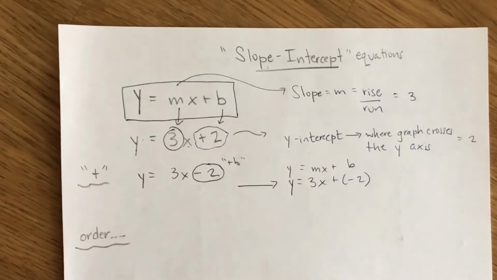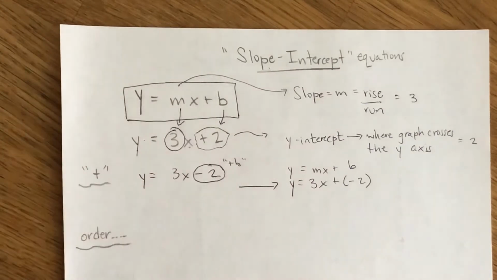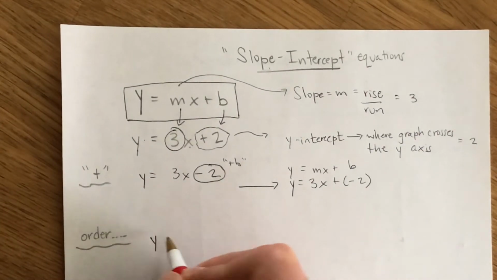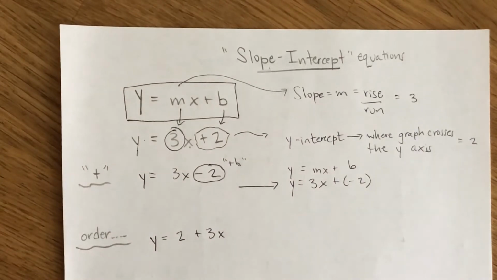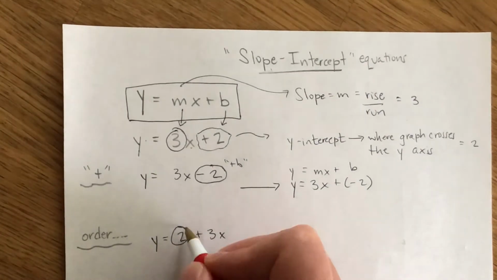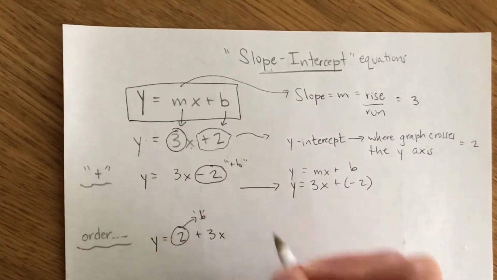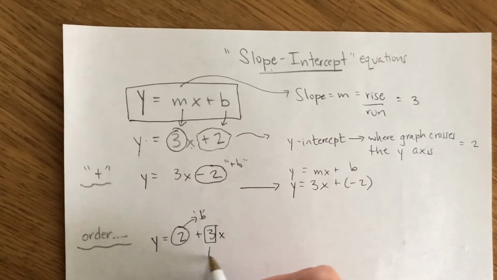Now the order of it can change. Yes, it's written as y equals mx plus b, but if we did y equals 2 plus 3x, that doesn't mean the first thing you come to on the right side of the equation is the m. That's still your constant. So this would still be the b, and the coefficient in front of the x would still be the slope.